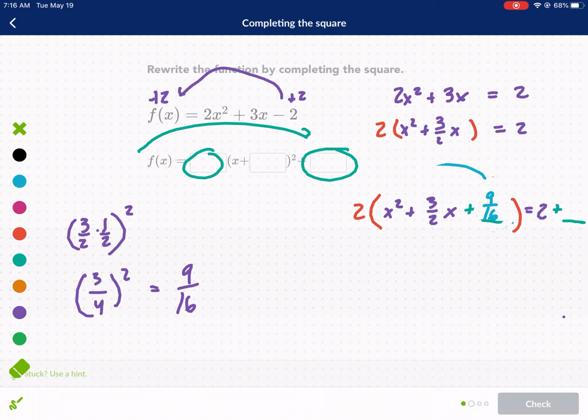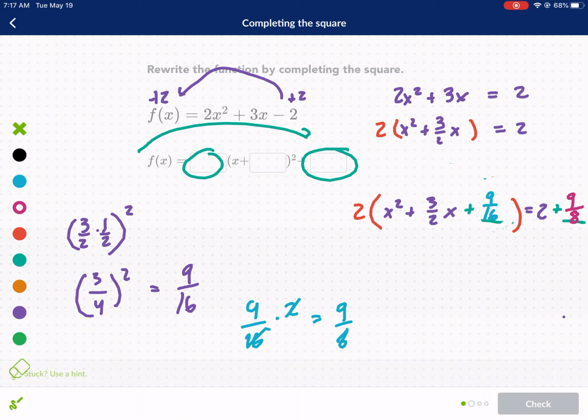Okay, so what does that look like? Well, when we multiply 9 over 16 times 2, essentially we can reduce the 16 to an 8. So we get 9 over 8 that we have to add to both sides. So instead of adding 9 over 16, I'm adding 9 over 8.